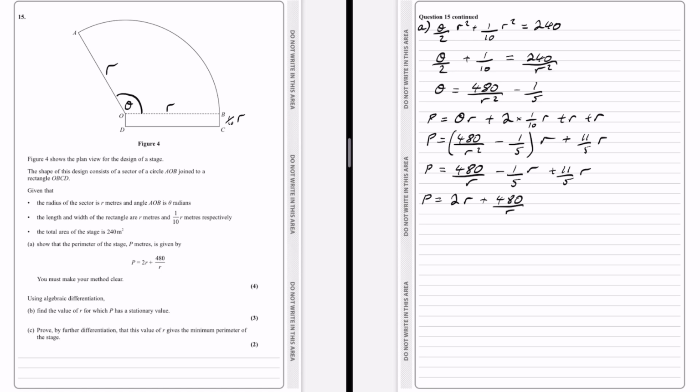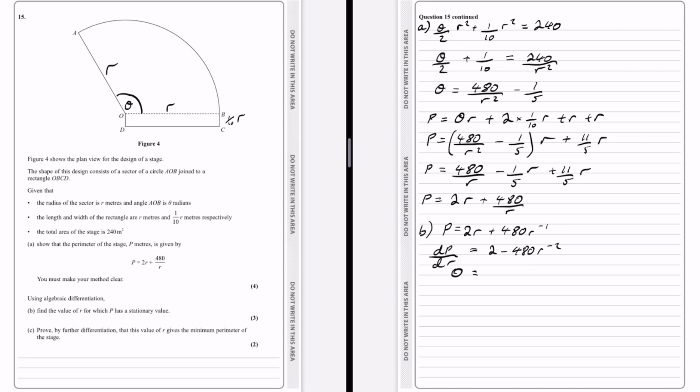For part B, we want to find a stationary value, so that's telling us to differentiate. I'm going to rewrite the 480 over r as 480 r to the minus 1. Then dP by dr, the rate of change of the perimeter with respect to r. Well, the 2r will differentiate to 2, and the 480 r to the minus 1 will differentiate to minus 480 r to the minus 2.